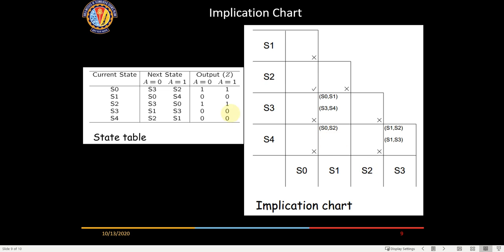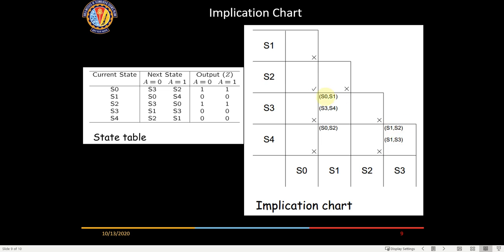Again I take the third one, S2, and compare it with these two. Obviously these two are different output states altogether, so straight away I put a cross here. Now coming to the last state, S3. The outputs are matching here, so I need to write what the conditions are. S1 and S2 have to be equivalent, and S3 and S1, which I have written as S1 S3. So these are the conditions that must be met.